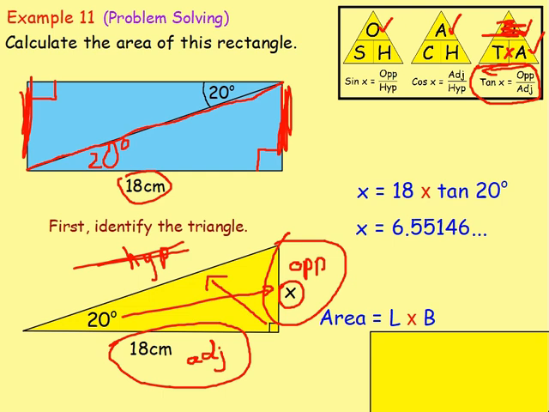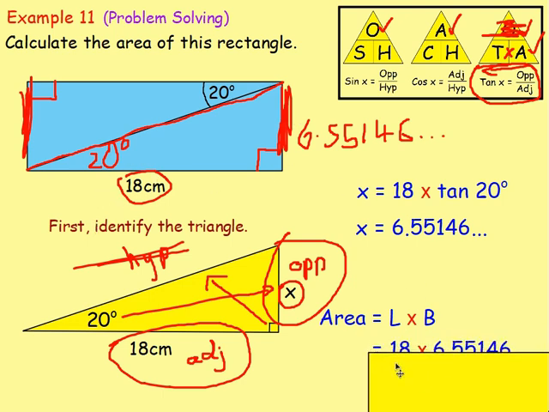Only round your final answer to 1 or 2 decimal places. So we know then that this length here was 6.5514, and so on. We know that length, but it is the area of this rectangle we want to find. So how do we get the area of the rectangle? I just told you a few minutes ago. It's length times breadth. Good, so it's going to be 18 times the 6.55 and so on, which gives us an answer then of 117.93 square centimeters.